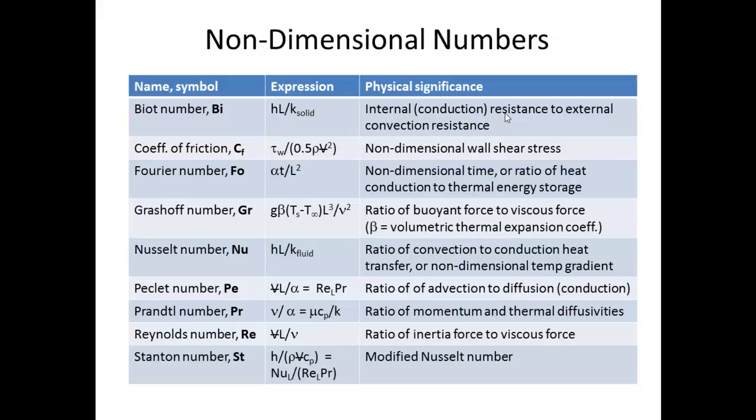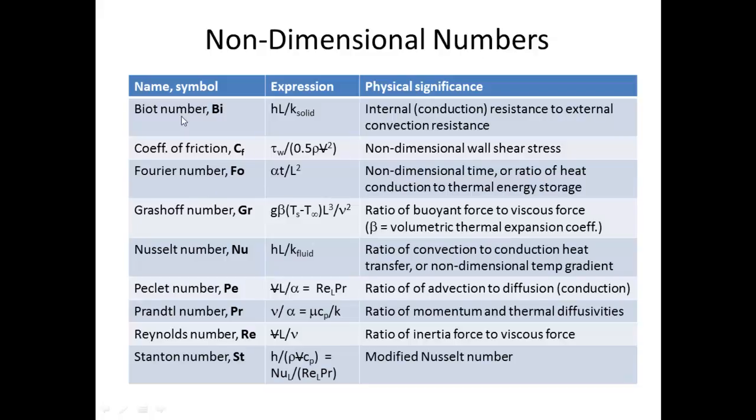There won't be any spatial variation of temperature. That is the characteristic of a lumped capacitance system. So the Biot number is expressed as the product of heat transfer coefficient and a characteristic dimension divided by the conductivity of the solid. The coefficient of friction, also called the Fanning friction factor or simply friction factor, is expressed as we have seen previously, and it represents a non-dimensional wall shear stress.